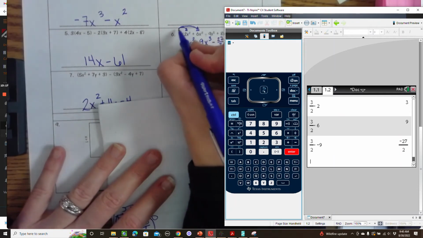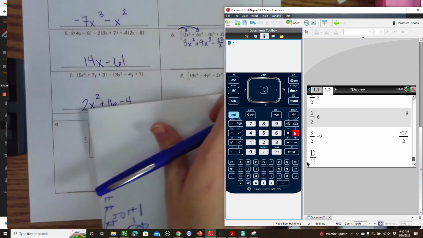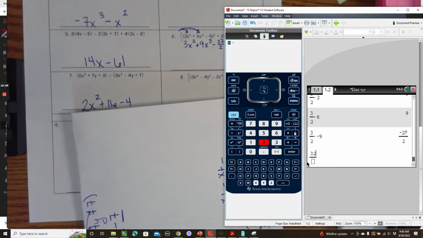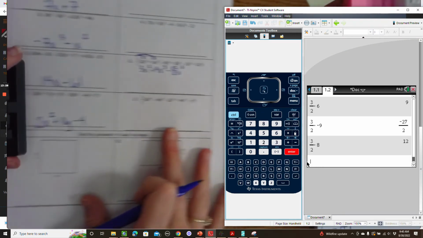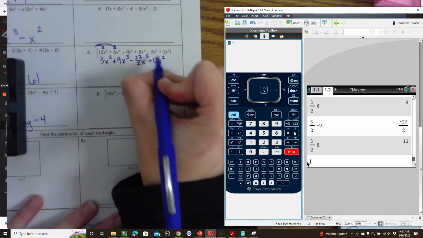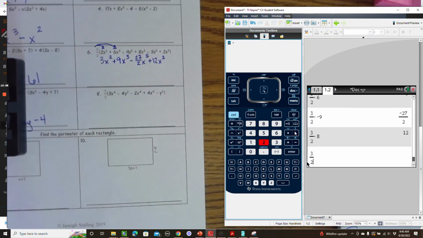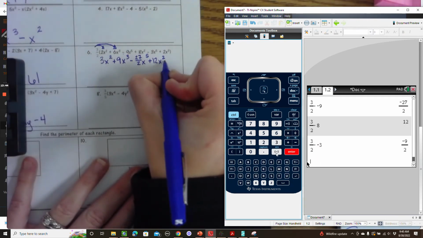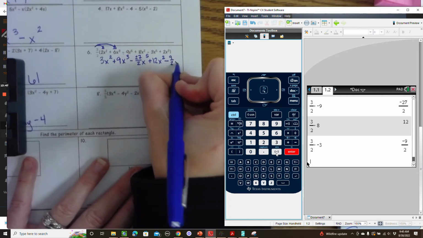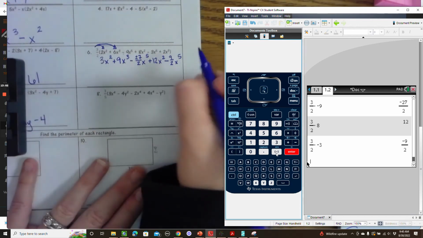Okay. Then we've got 8. So we're going to do 3/2 times 8. Y'all can't see what's going on. Hang on. 3/2 times 8. You get a 12. So plus 12x squared. 3/2 times a -3 is -9/2 x to the 5th. And then 3/2 times 2, we've already done that. That's 3.